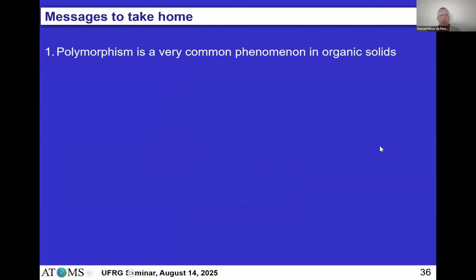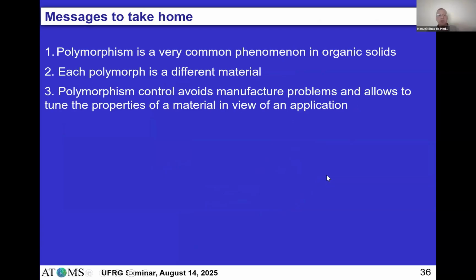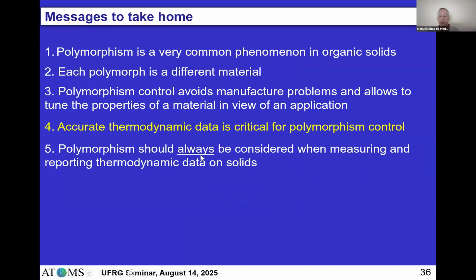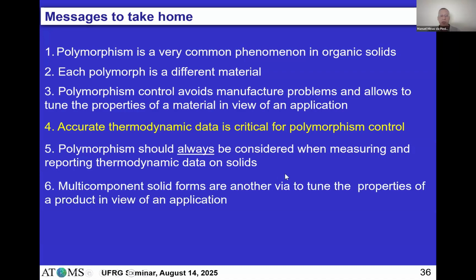Okay. So finally, the take-home message. Polymorphism is a very common phenomenon in organic solids. Each polymorph is a different material, really. The molecule does not change, but it's a different material. If you control polymorphism, you can avoid manufacturing problems, and you can tune the properties of a material in view of an application. Accurate thermodynamic data is critical for polymorphism control. Polymorphism should always be considered when measuring and reporting thermodynamic data on solids.